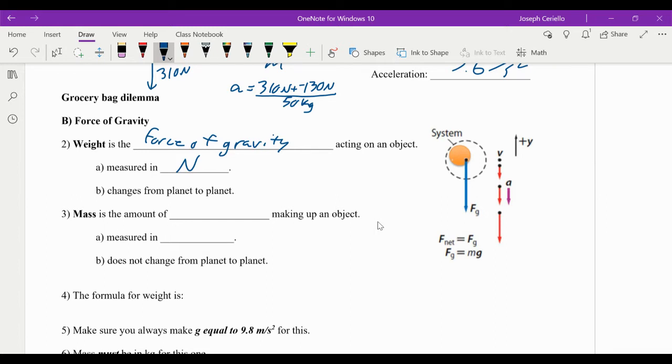Your weight, in regular units that you use, is pounds. Like if you stand on a scale on Earth, it reads, let's say, 200 pounds. If you stand on the same scale on Mars or on the moon, it's going to be a much different number.